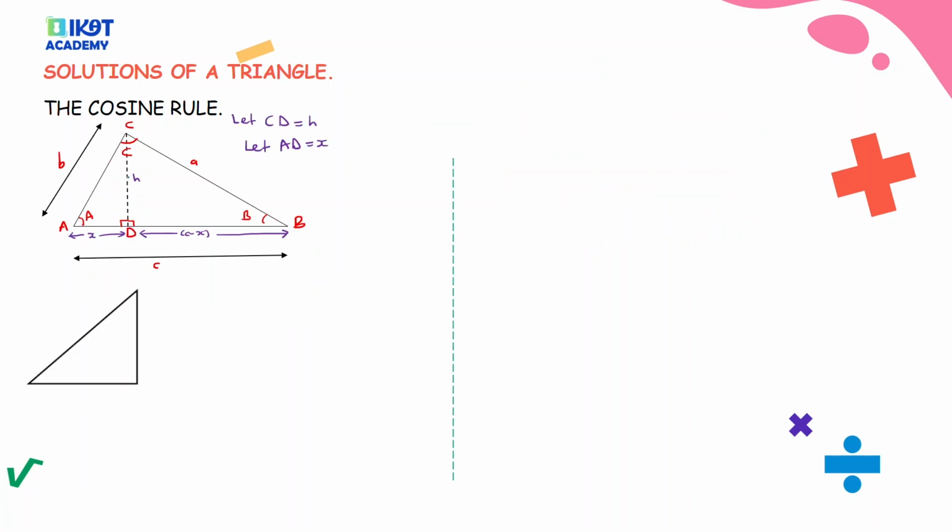We had triangle ABC. Then we drop a perpendicular from angle C to the line AB, and we call the point where the perpendicular drops D. Then we let AD be x. So this is c minus x, because the entire length of AB is c, and we let this be h, and these are the sides. Now, since for this case we're applying the cosine rule for cos A, we are going to start with this triangle. We're extracting out this triangle.